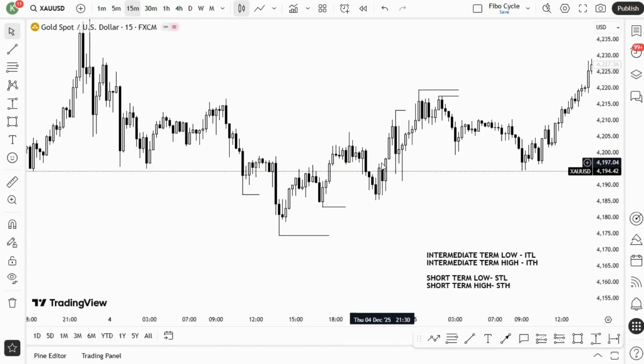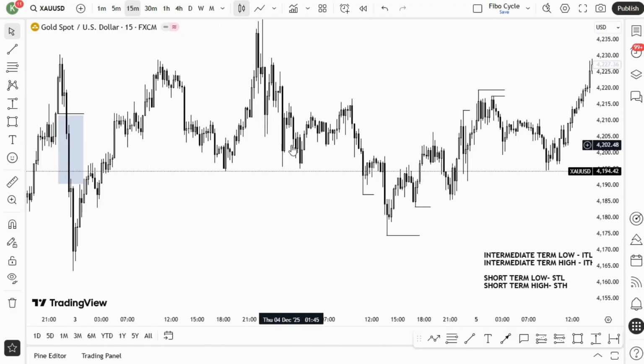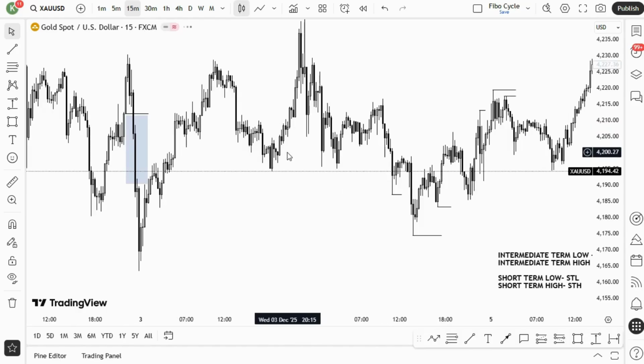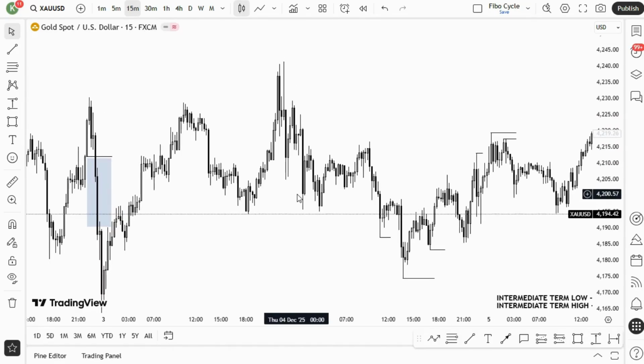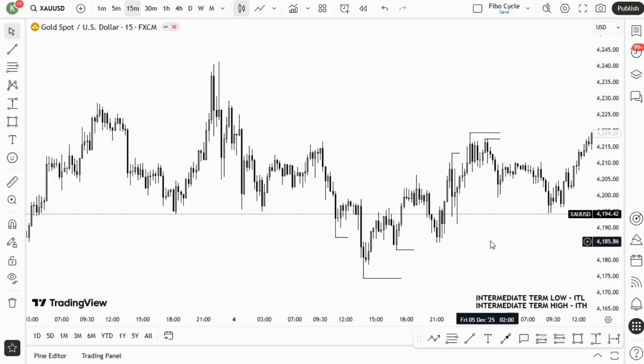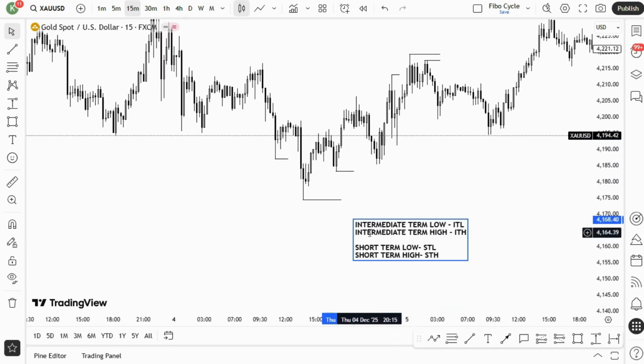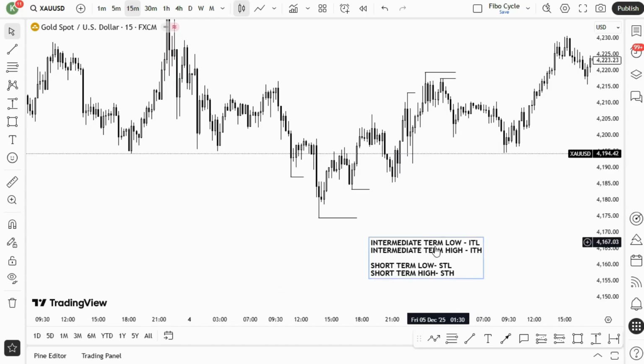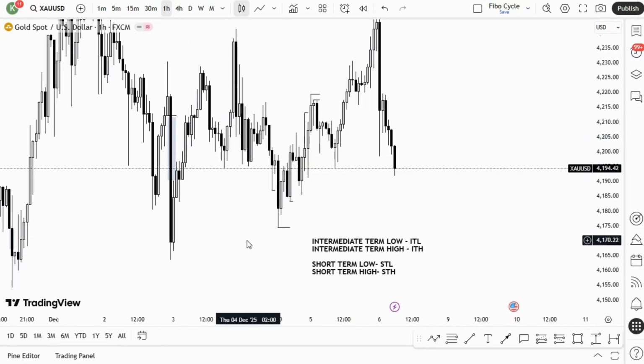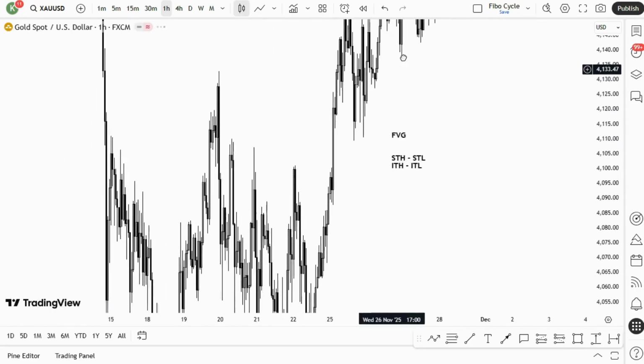Now how can we use this along with our other concepts to profit from the market? If you see here, price is always moving from and towards the PD array. Okay, and this fair value gap, this intermediate term high, intermediate term low, short term high, short term low, these are known as PD arrays in the market. All right. So these PD arrays are what price moves from, and it is what price targets.